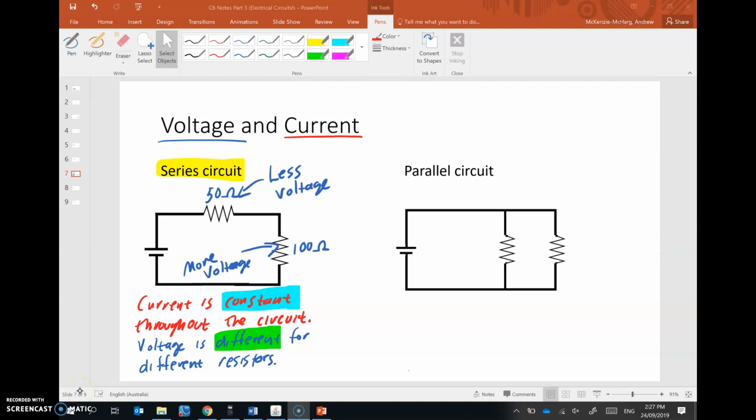Righto, science students, we're going to discuss voltage and current in parallel circuits. So let's get to it. Now, in a series circuit, we stated the current is constant throughout the circuit. Well, in a parallel circuit, current is different across different resistors.